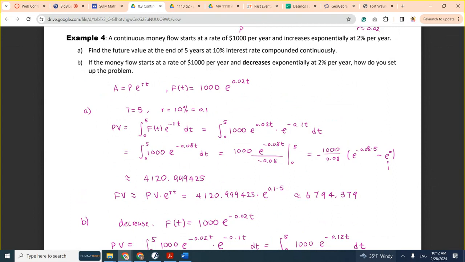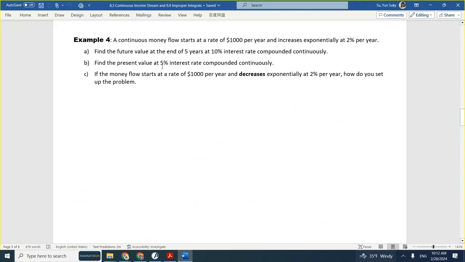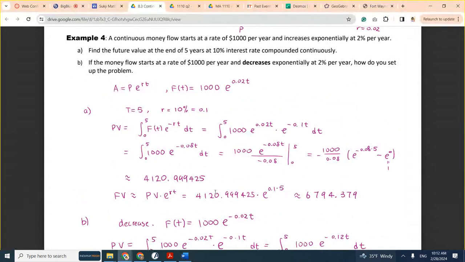Okay, so part B. Your part B is the present value at 5%. The only difference is if this is 5%, you change the R to be 0.05. Is that okay, everybody? You change the R to 0.05 and then everything else remains the same. And it only asks you to find the present value, it kind of stops here. Is that okay, everybody? So yeah, part B is like that.